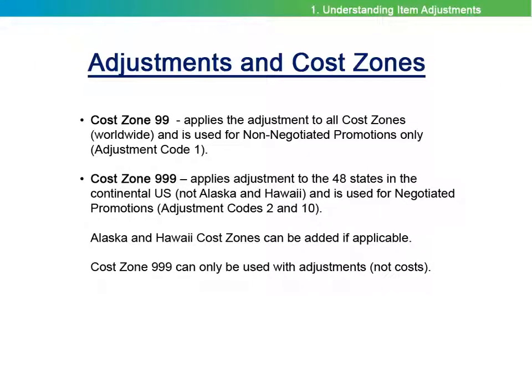Cost Zone 99 applies the adjustment to all cost zones worldwide and is used for non-negotiated promotions with adjustment code 1. Cost Zone 999 applies the adjustment to the 48 states in the continental United States, excluding Alaska and Hawaii, and is used for negotiated promotions with adjustment codes 2 and 10. Alaska and Hawaii cost zones can be added if applicable. Cost Zone 999 can only be used with adjustments, not with costs.